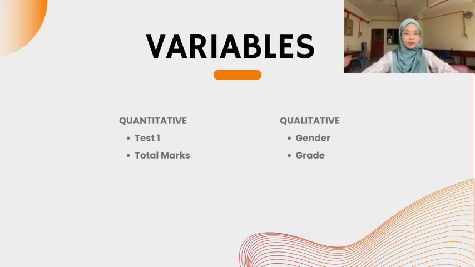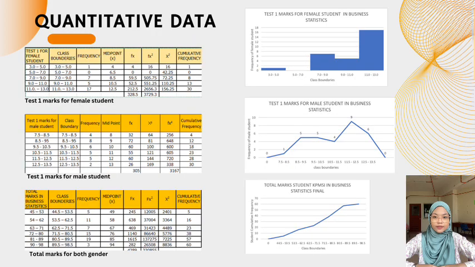This is our variables. For quantitative, we have test 1 and also total marks. For qualitative, we have gender and also grade. So this is the quantitative data that we have collected. There are 3 tables and 3 types of graph, which are histogram, frequency polygon and also ogive, and each graph represents the data.